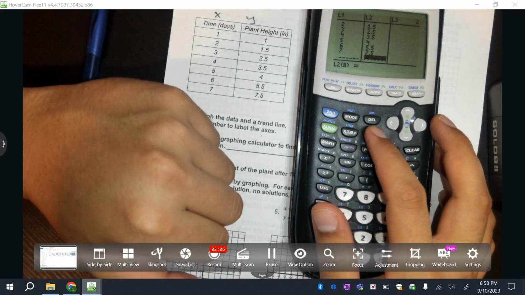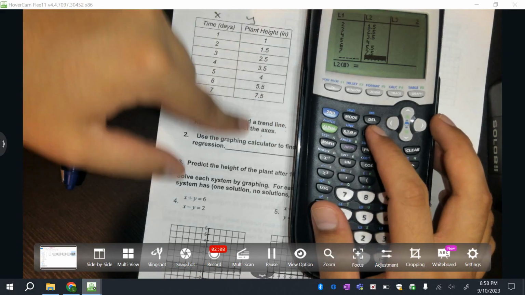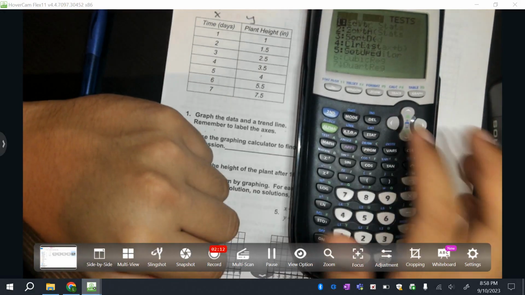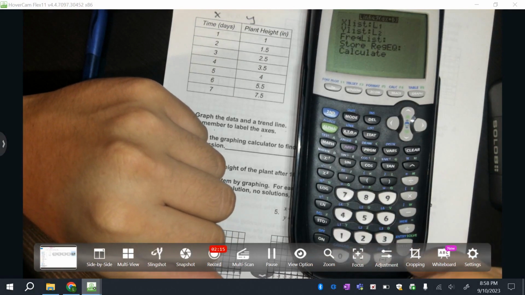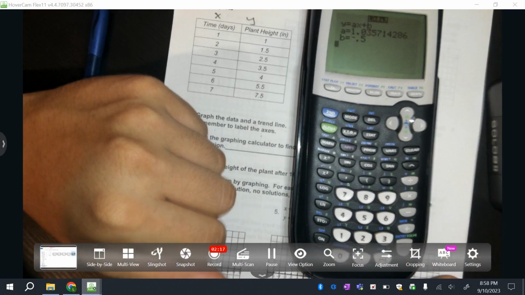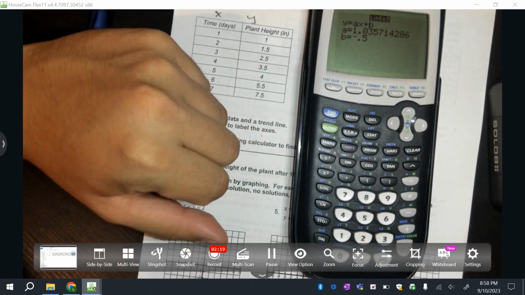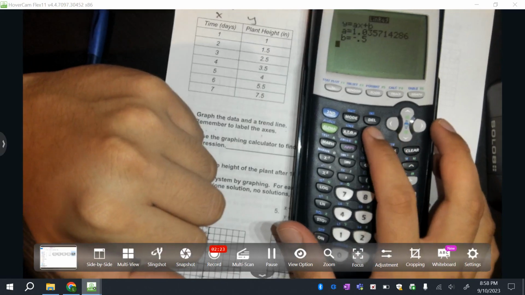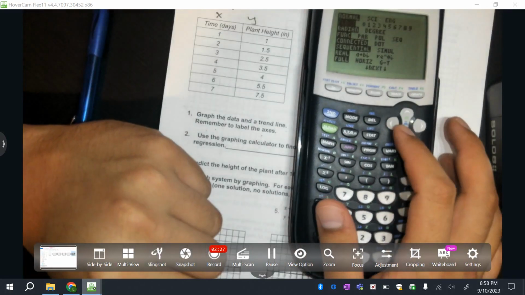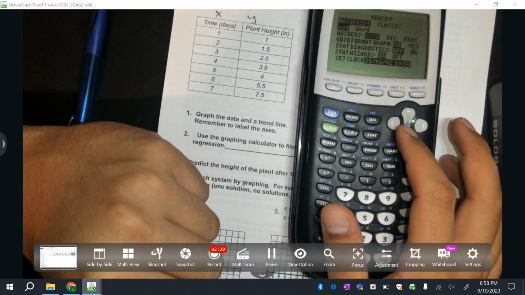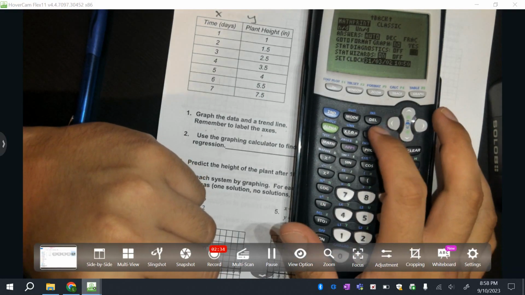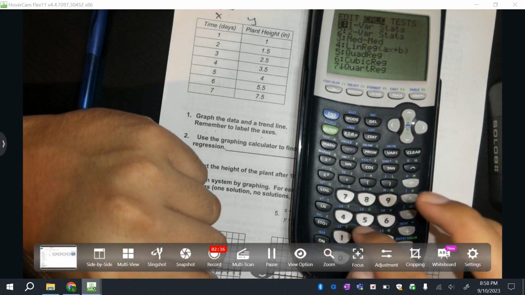Alright, so once you have your L1 and L2, always double check to make sure your numbers are correct in there. Then go to stat, calc, option 4, which is LINREG. We get an A and a B, which is the slope and the y-intercept. If you want to get the R value, you have to make sure your diagnostic is on. So to do that, go to mode, scroll down to stat diagnostic. Here it's off, change it to on, and now we're good. So I'm going to go back to stat, calc, option 4.